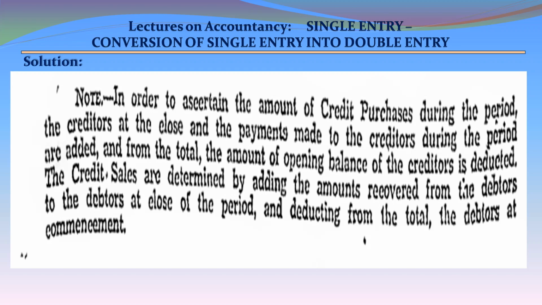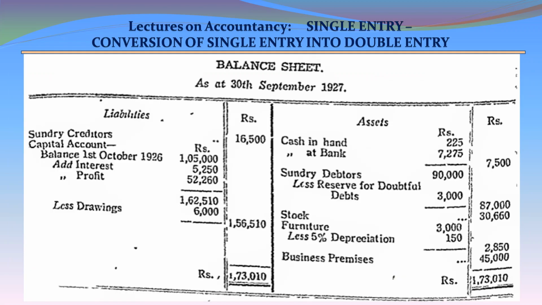Note: in order to ascertain the amount of credit purchases during the period, the creditors at the close and the payments made to creditors during the period are added, and from the total, the amount of opening balance of creditors is deducted. The credit sales are determined by adding the amounts received from the debtors to the debtors at the close of the period and deducting from the total the debtors at the commencement.